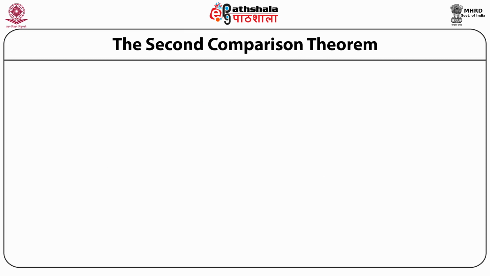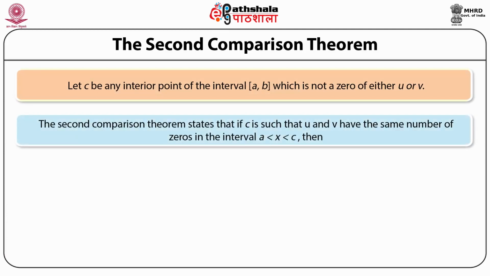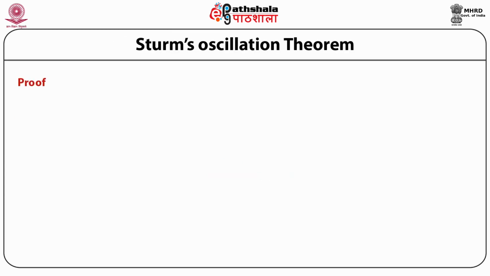We next discuss the second comparison theorem. Let C be any interior point of the interval A to B which is not a zero of either U or V. The second comparison theorem states that if C is such that U and V have the same number of zeros in the interval x lying between A to C, then P1 of C into U prime of C divided by U of C is greater than P2 of C into V prime of C divided by V of C. We now prove this theorem.